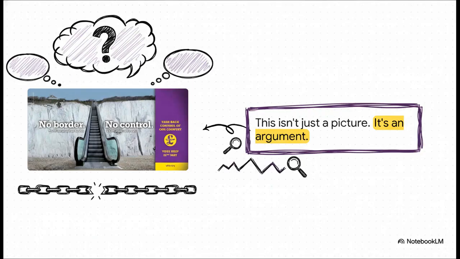All right, take a look at this. What is going on here? An escalator running right up the iconic White Cliffs of Dover. It's weird, it's surreal, and it's definitely not real. But this isn't just some random piece of graphic design. Nope. It's a very carefully constructed piece of political propaganda. So the real question isn't just what this image is trying to say, but how is it so darn effective at making its point without a single word of explanation?